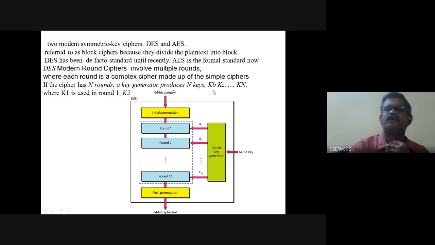Say K1, K2, up to Kn. K1 is the key for round 1 and Kn is the key for round n. So K1 to K16 for 16 rounds, and the key generator would be there. Here it is a 64-bit plain text block with the Data Encryption Standard. You have a 64-bit key, and then you have keys for each round, and each round is a complicated cipher, and finally you get the ciphertext.